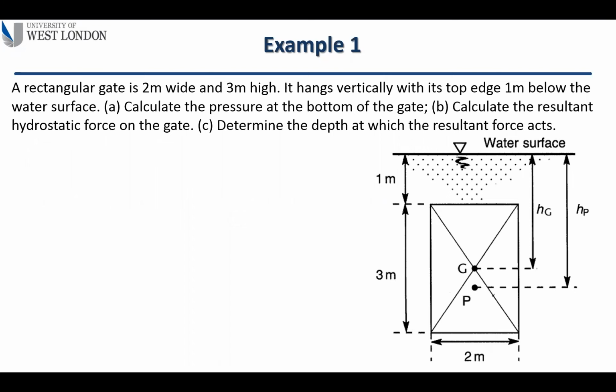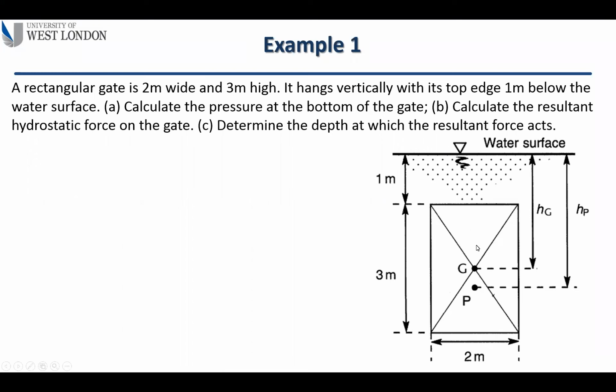Okay, let's look at two examples to calculate the resultant force and its location. Example one is talking about a rectangular gate that is 2 meters wide, like this one, and 3 meters high, like this one.